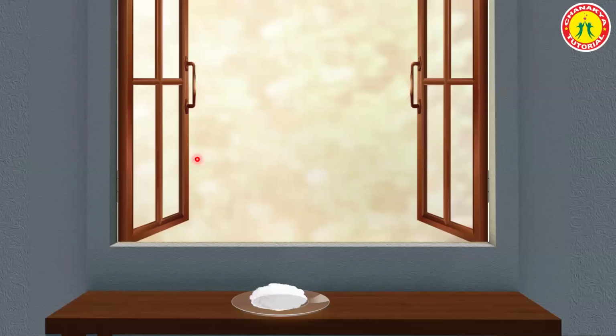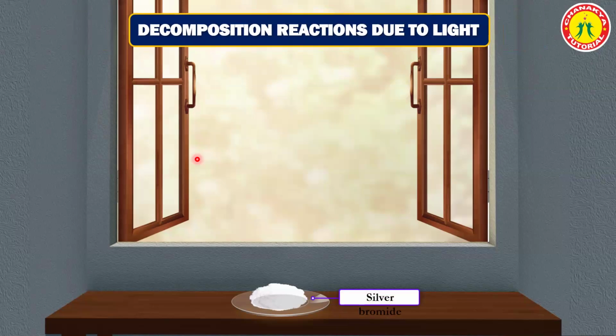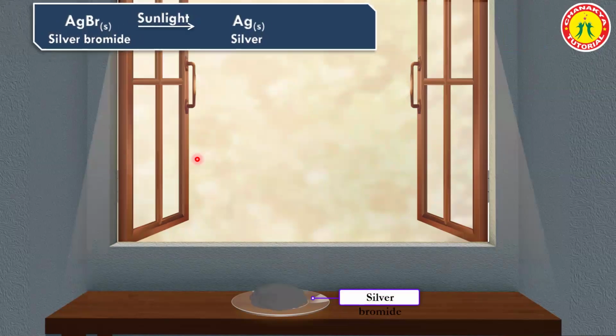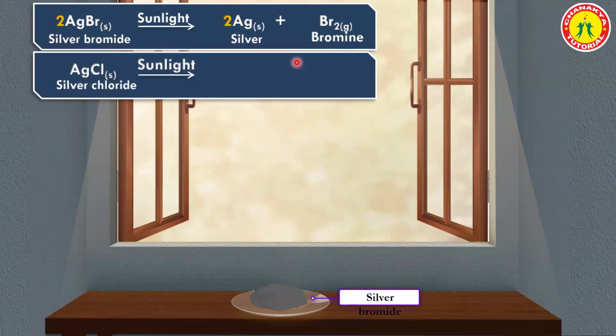Next, we'll study decomposition in presence of light. For example, we'll take silver bromide. In presence of light, it will get decomposed into silver plus bromine. The AgBr reactant decomposed into simpler products Ag plus Br2. Similarly, AgCl in presence of sunlight changes into Ag plus Cl2, that is silver plus chlorine.